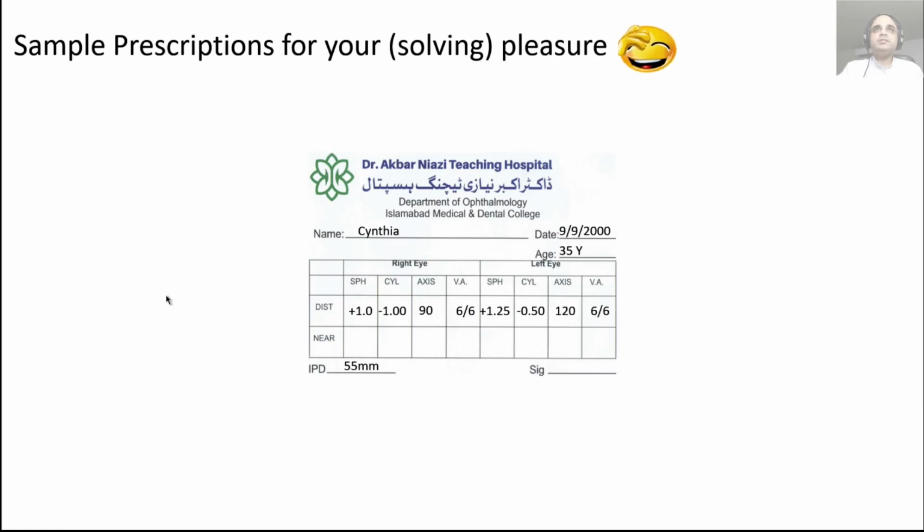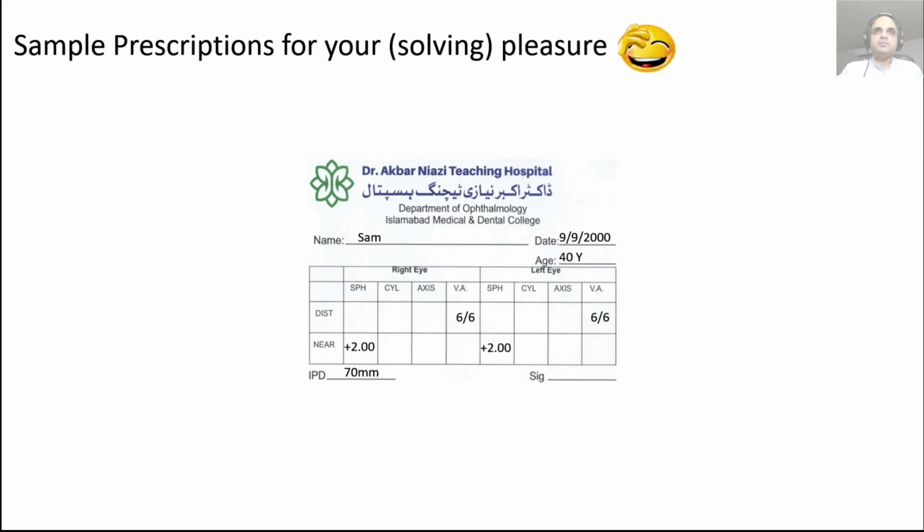So these are questions for your solving pleasure. There's going to be a key at the end, so you can refer to the key, but please try and solve them on your own. What I want you to do is to determine the type of refractive error as shown by these prescriptions, in both eyes, obviously.